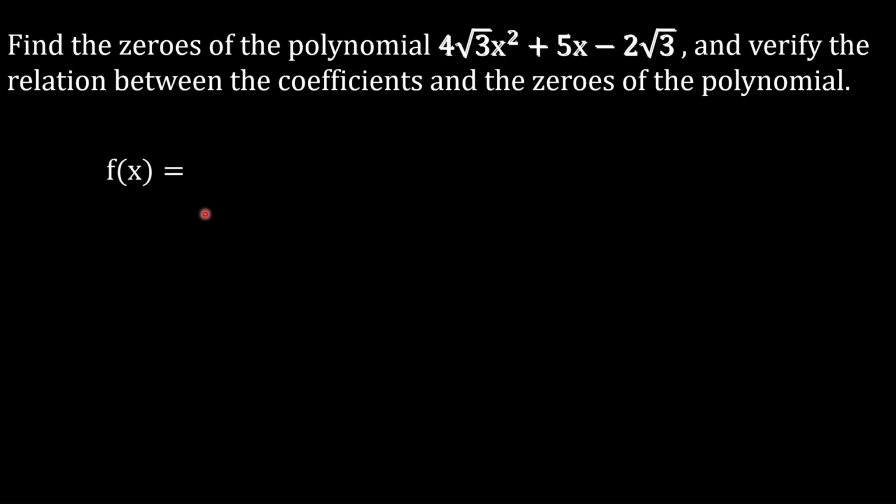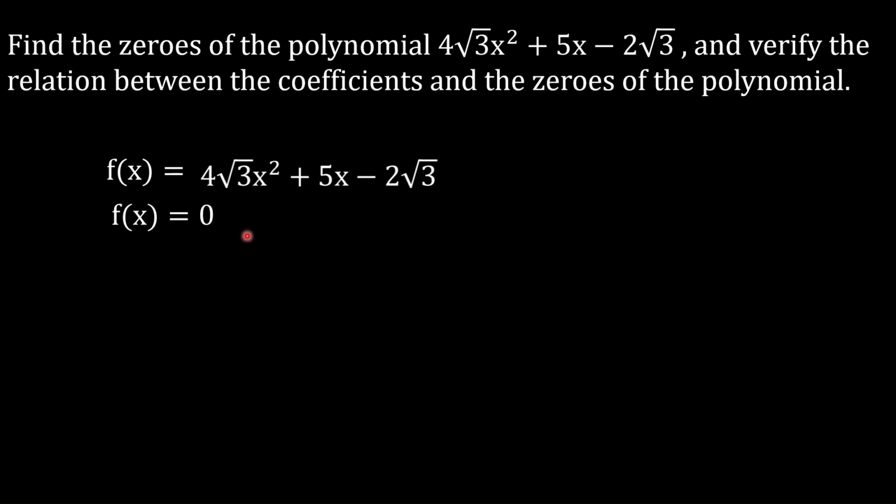Here we take the given function as it is. That is f of x equals 4 root 3 x square plus 5x minus 2 root 3. Now to find the zeros, we assume f of x is equal to 0. So the quadratic equation becomes 4 root 3 x square plus 5x minus 2 root 3 is equal to 0.